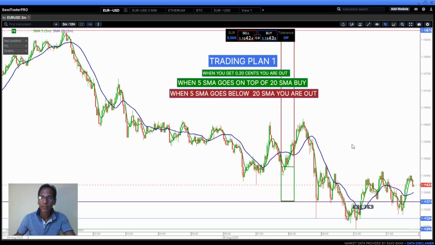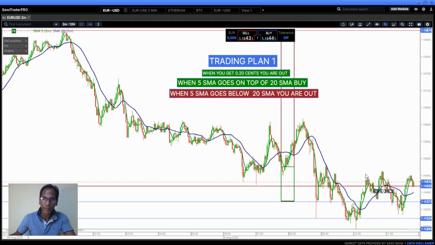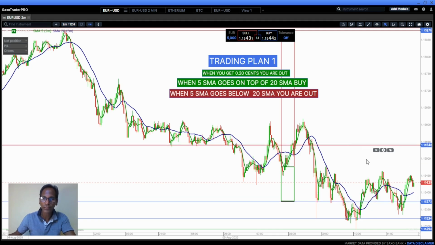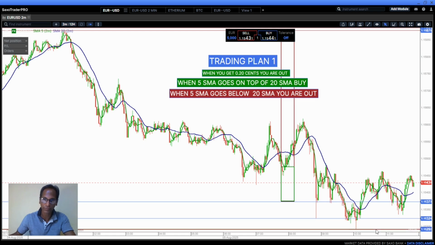Okay, for the beginners I have put a position size of a quarter of a mini lot, that is 2500, or you can start with half of a mini lot. Okay, a mini lot is 10,000. And if you are not a beginner in this one, for the beginners I have shown how to capture only a 20 cents move and above.